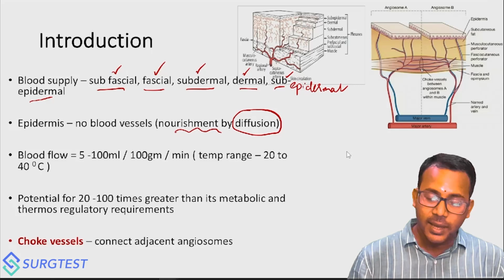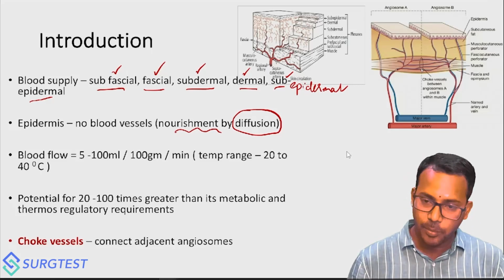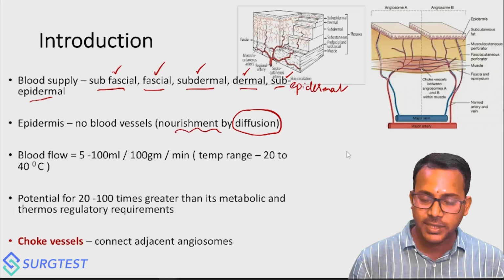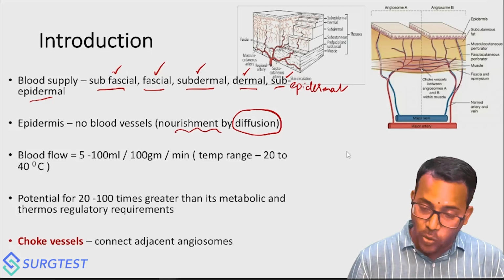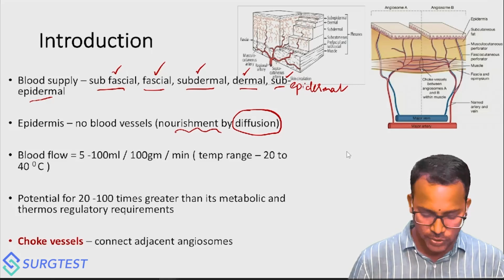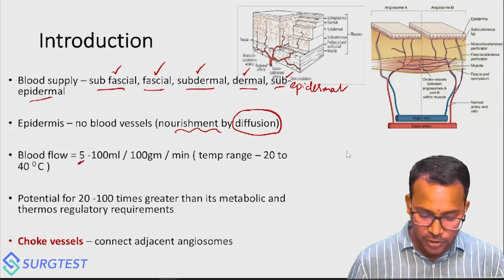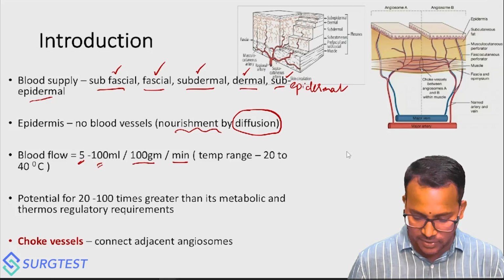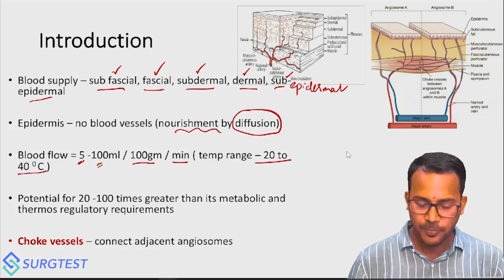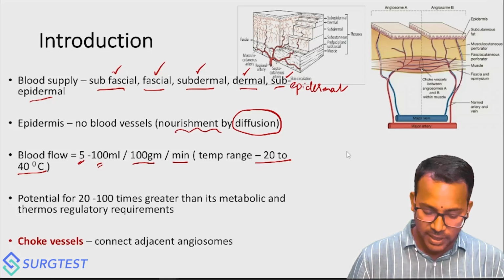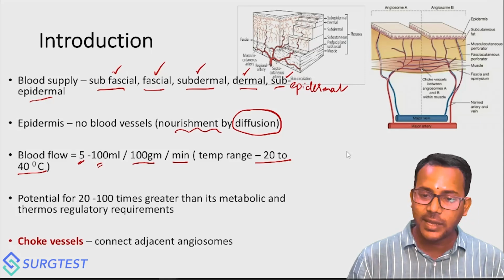Another important thing that you have to remember is regarding the blood flow to the skin. Since the skin is the largest organ, much of the blood also goes to the skin. The amount that goes to the skin varies over a wide range, from around 5 ml to around 100 ml per 100 grams of tissue per minute, and this is taken up within a wide range of temperature, from 20 to 40 degrees centigrade. Why is this wide range required? This wide range is required to meet the metabolic rate and to maintain the temperature.